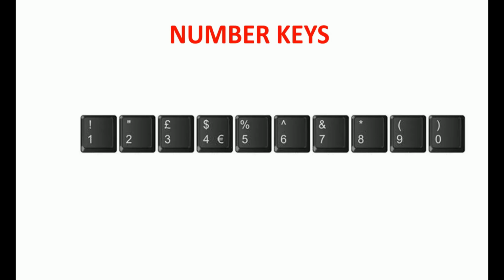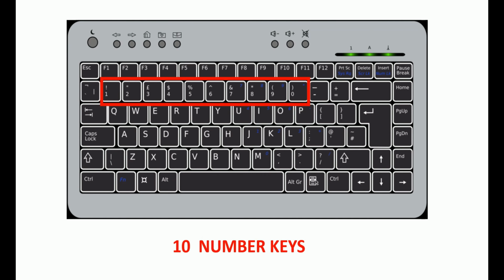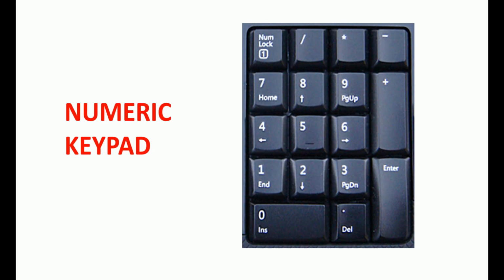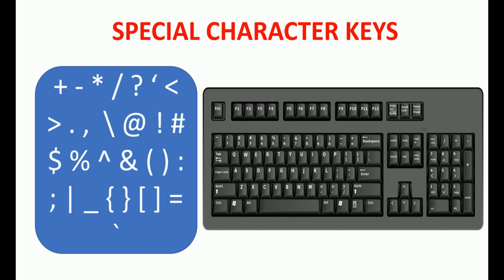Number keys. Numbers 0 to 9 are present on the number keys. There are 10 number keys. They are present above the alphabet keys. Number keys are also found on the right side of the keyboard. This is called the numeric keypad. Using number keys, we can type our age, weight, height and so on. Special character keys. These keys have different symbols on them, like hash, comma, plus, minus, slash, brace and so on.